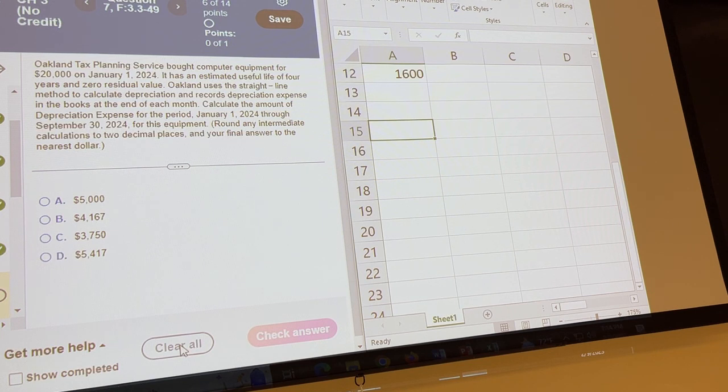So $20,000 divided by 4 years, and then times 9 months divided by 12 months. So for 9/12 of the year. So it would be $3,750 for the 9-month period.